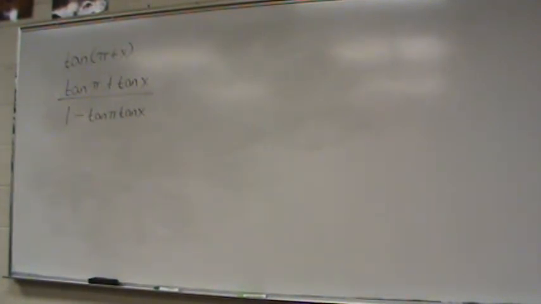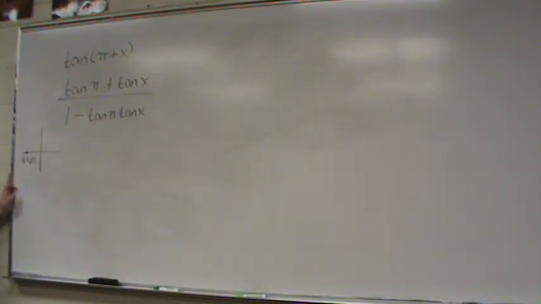Alright, so now we want to simplify this. We could take the tangent of pi. Tangent is y over x. So where is pi on my coordinate plane? That one right there. And what's that point? Negative 1, 0.